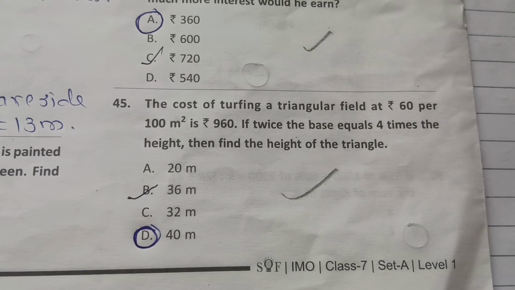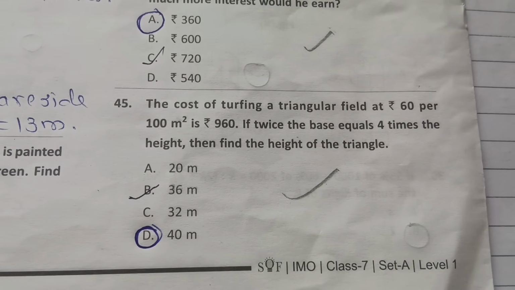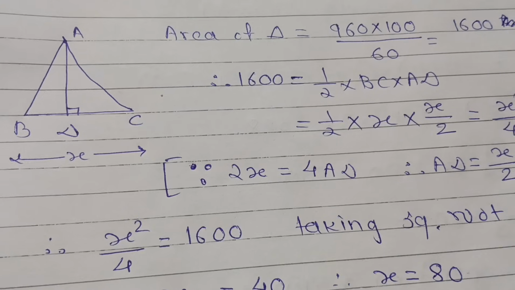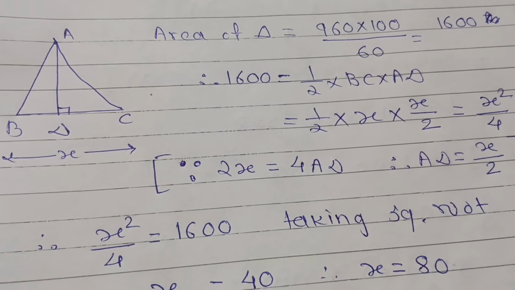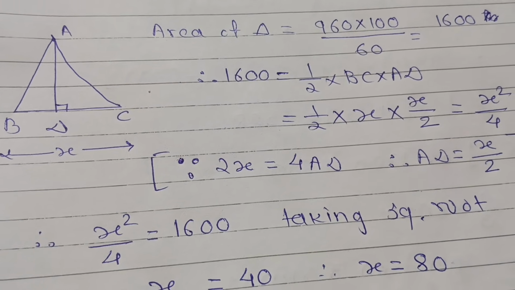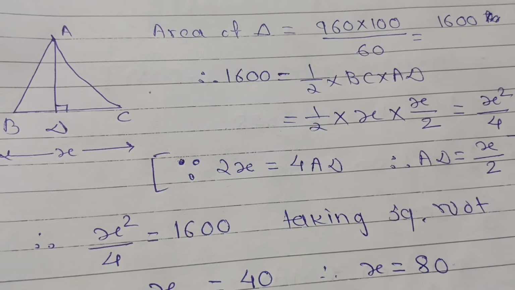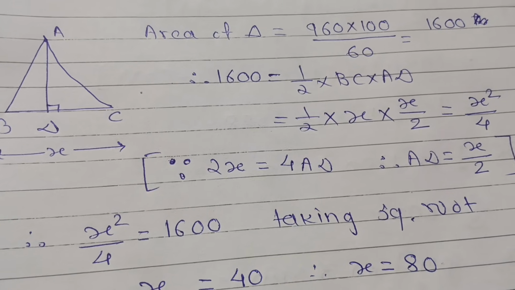The cost of turfing a triangular field at rupees 60 per 100 meters square is 960. If twice the base equals 4 times the height, then find the height of the triangle. In this problem, we can calculate the area of the triangle from the given rate, that is 960 into 100 upon 60, because 960 rupees are for 100 meters square. So the area of the triangle will be 1600.